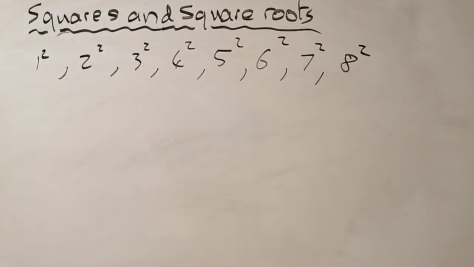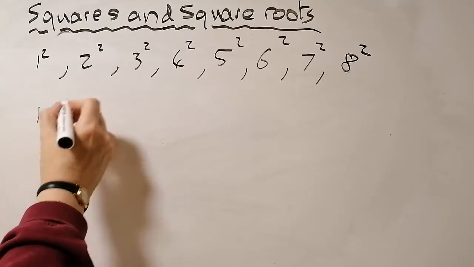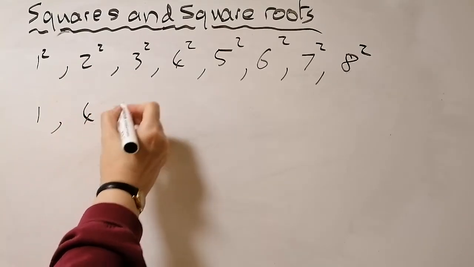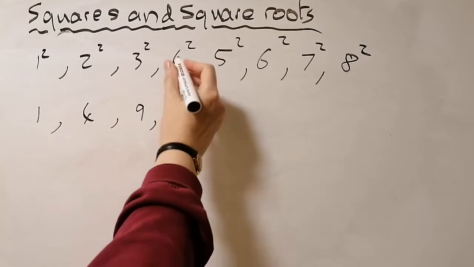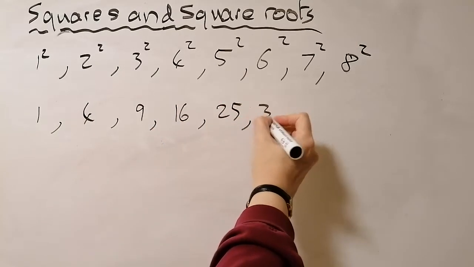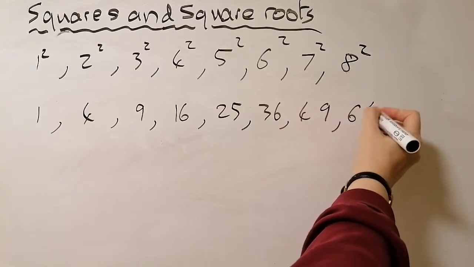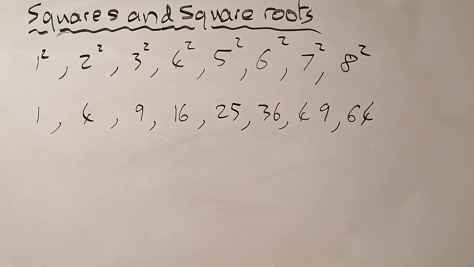And most of these you'll be familiar with, because 1 times 1 is 1, 2 squared is 4, 3 squared is 9, 4 squared is 16, 25, 36, which we've just talked about, 49 and 64. And they are the first 8 square numbers.